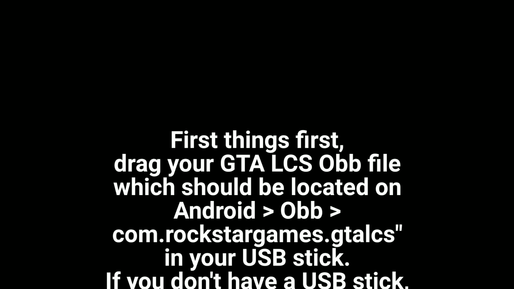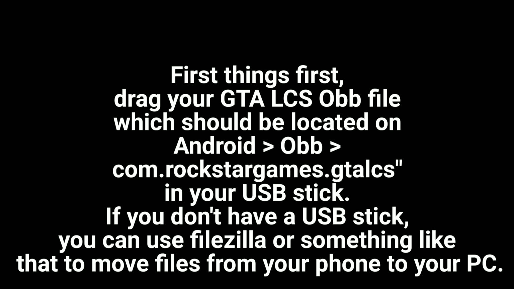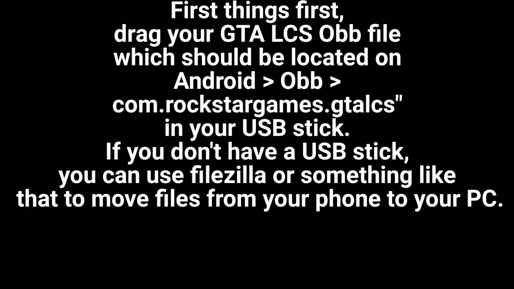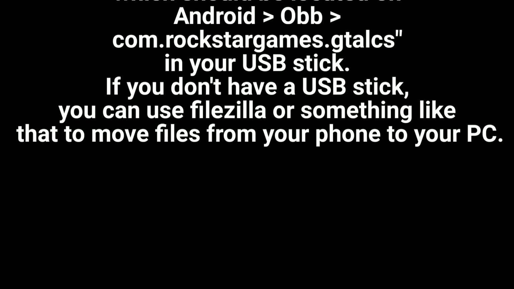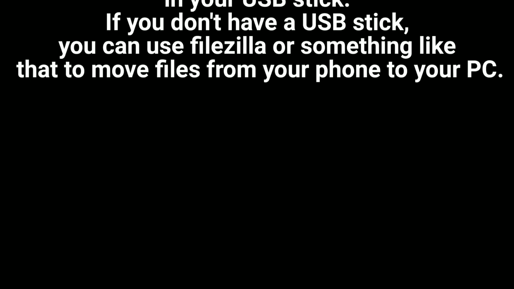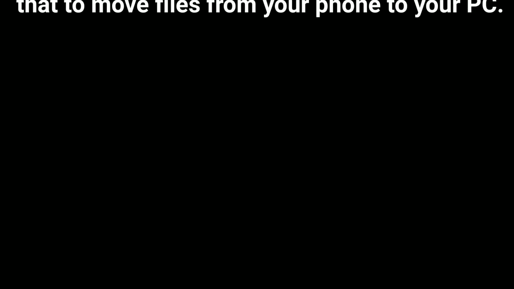First things first, drag your GTA LCS OBB file, which should be located in Android, OBB, com.rockstargames.gtalcs, to your USB stick. If you don't have a USB stick, you can use FileZilla or something like that to move files from your phone to your PC.